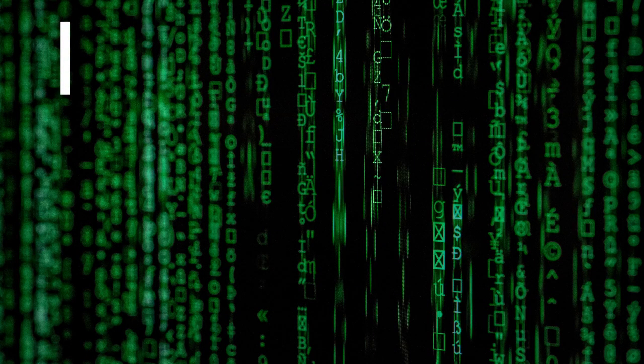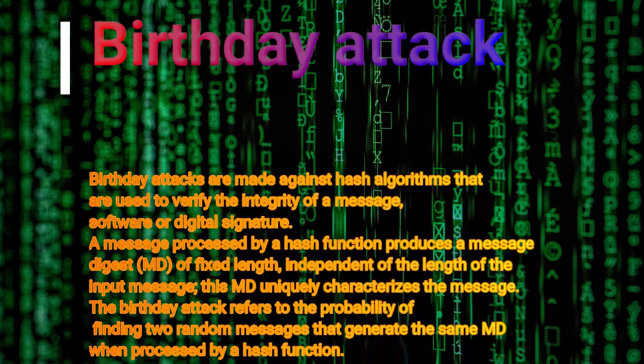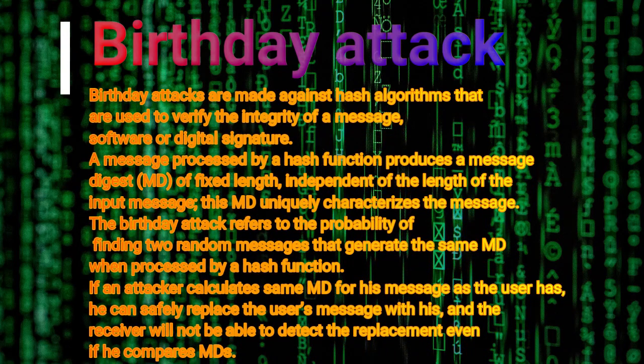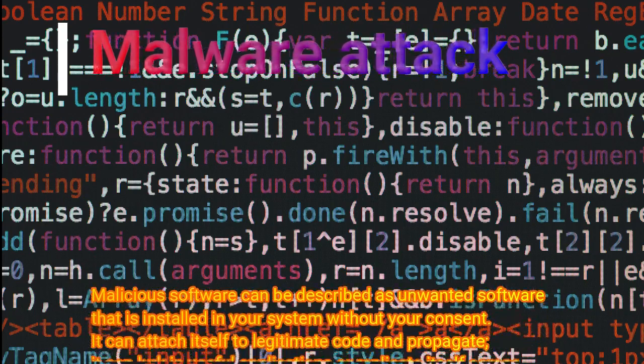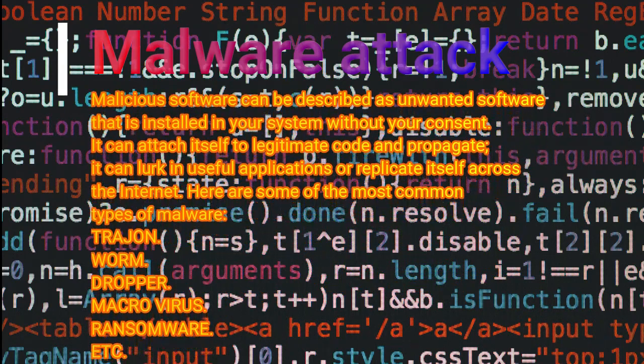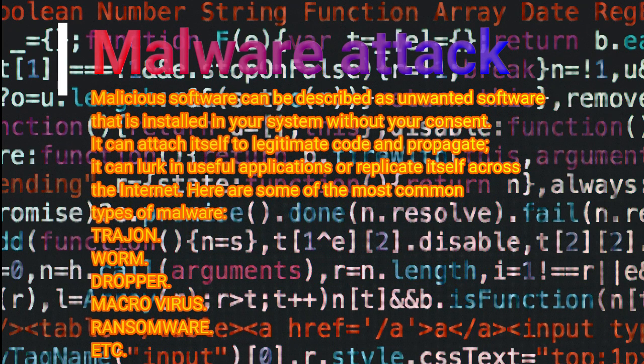9. Birthday attack. Birthday attacks are made against hash algorithms that are used to verify the integrity of a message, software, or digital signature. A message processed by a hash function produces a message digest (MD) of fixed length, independent of the length of the input message. The birthday attack refers to the probability of finding two random messages that generate the same MD when processed by a hash function. If an attacker calculates the same MD for his message as the user has, he can safely replace the user's message with his, and the receiver will not be able to detect the replacement even if he compares MDs.